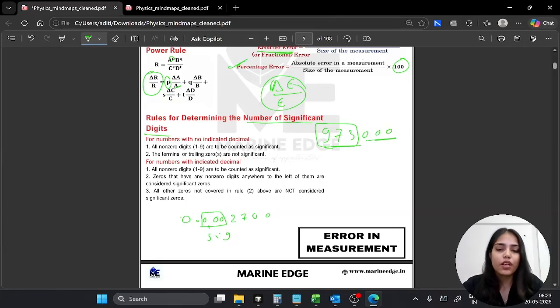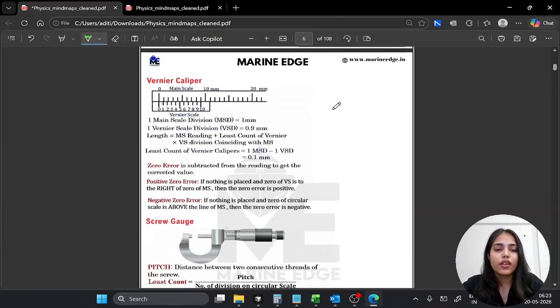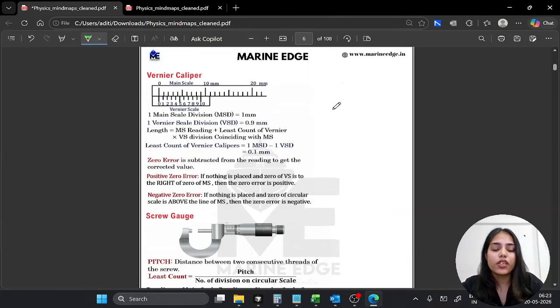Okay. Now, moving on. Next, we have the measuring instruments, vernier caliper and screw gauge. We use the vernier caliper to measure precisely very small heights, lengths, breadths. Similarly, a screw gauge is also a device used for precise measurement of small things, let's say a very thin wire or a very thin rod. To calculate the diameter of this rod, we will be using a screw gauge.